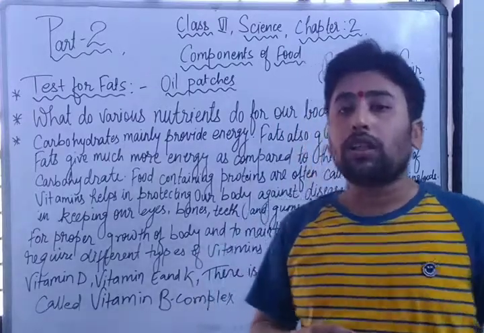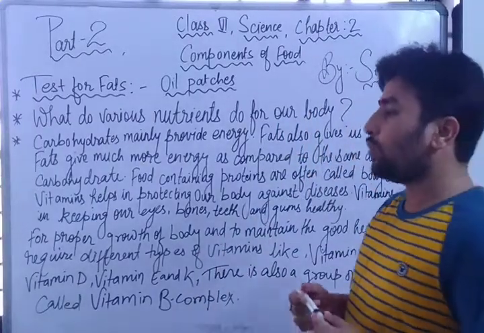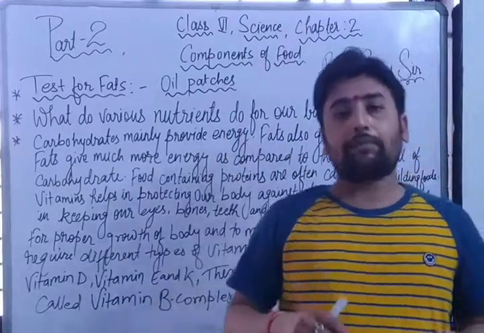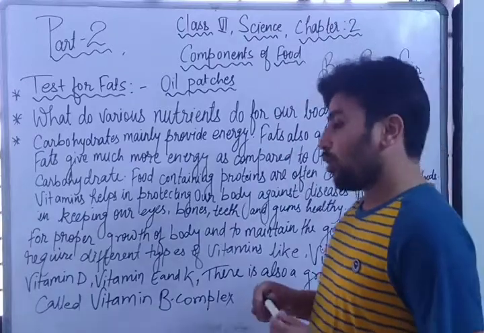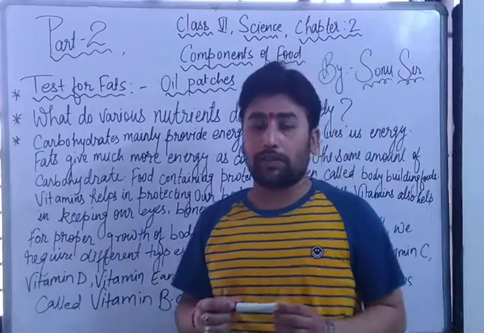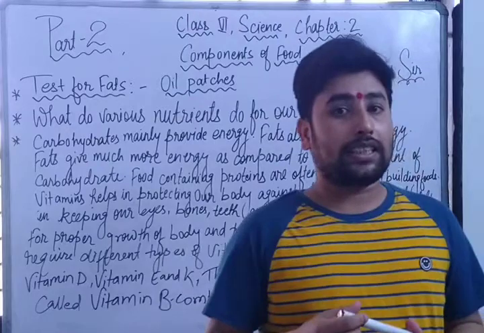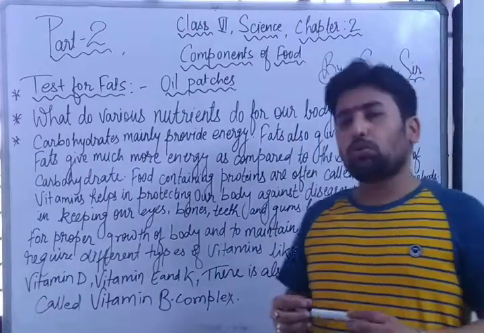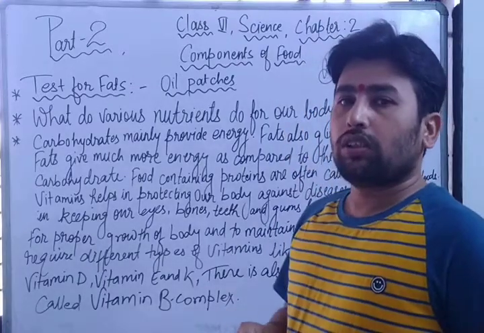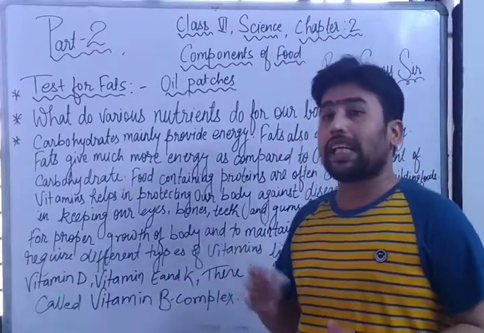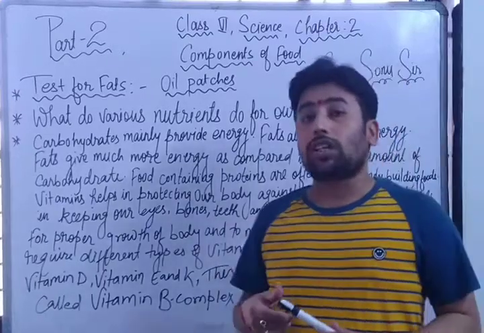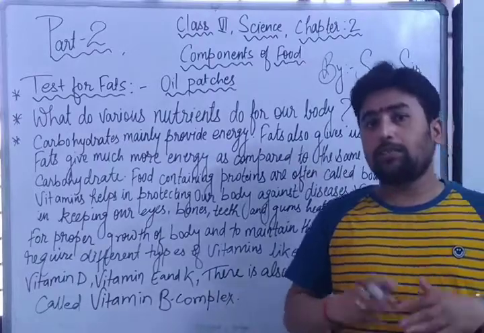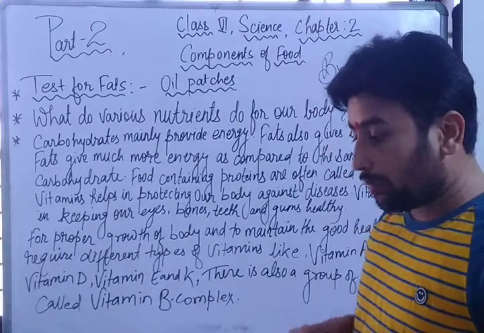Similarly, I have told you about proteins also. Take a paste of food. In that paste of food, add 2 or 3 drops of copper sulfate solution, CuSO4·5H2O. Yesterday I informed you about copper sulfate solution. Add 2 to 3 drops of copper sulfate solution and 10 drops of caustic soda, sodium hydroxide. If it changes into violet color, it confirms that protein is present in that food.